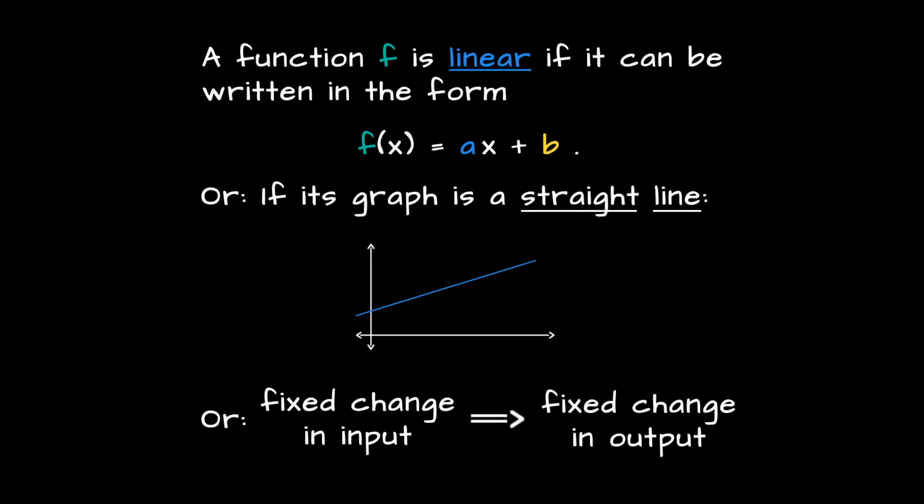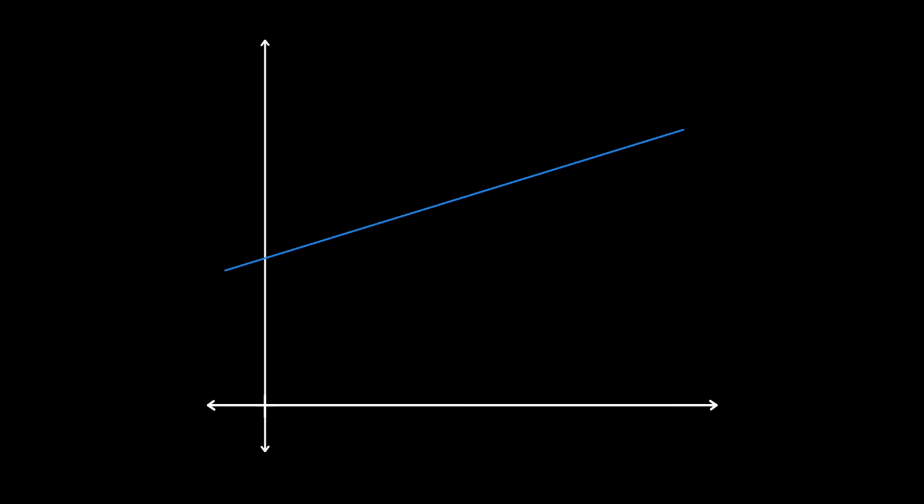Finally, and this is an important conceptual point, we can say that a function is linear if, whenever there is a fixed change in its input, there is always a fixed change in its output, just as with the bicycle as it traveled down the road. Every time the input changed by 1 unit, the output changed by 2 units. Let's try to run with these definitions and explore one fundamental feature that any linear function has.